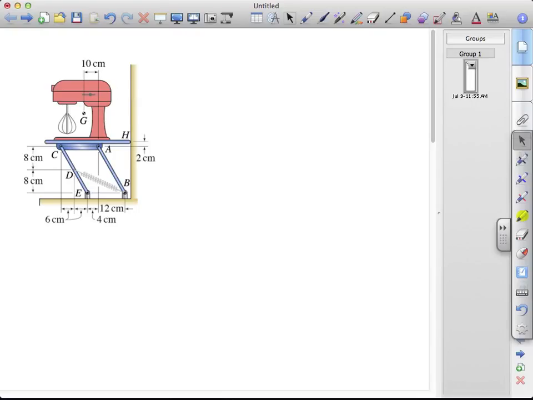We now consider example 2. We have a mixer sitting on a platform that's supported by two members AB and CDE with a spring connecting D and B. We can see immediately the role played by the spring in this problem.